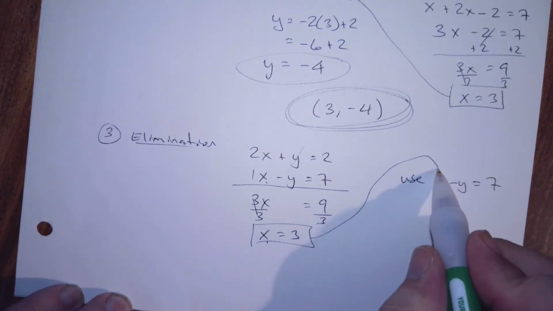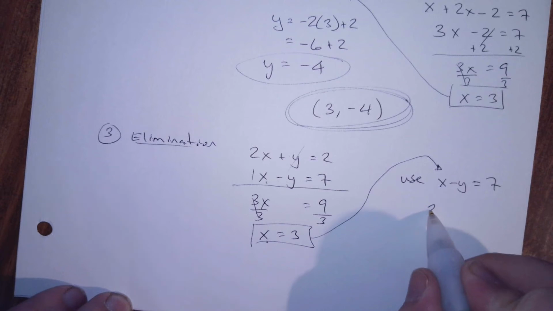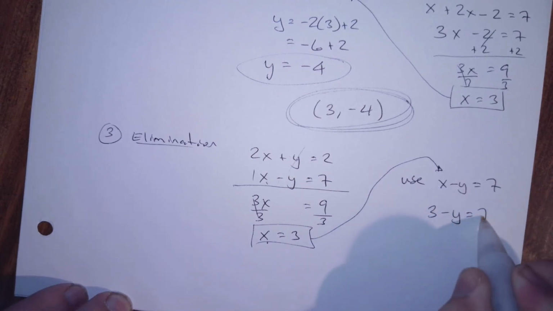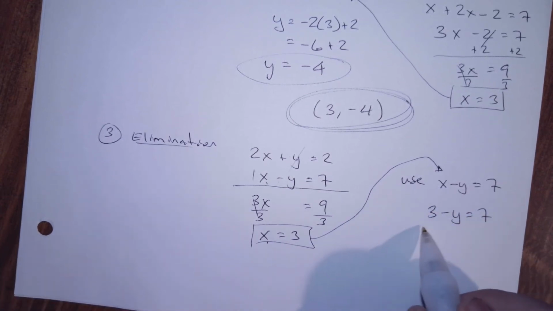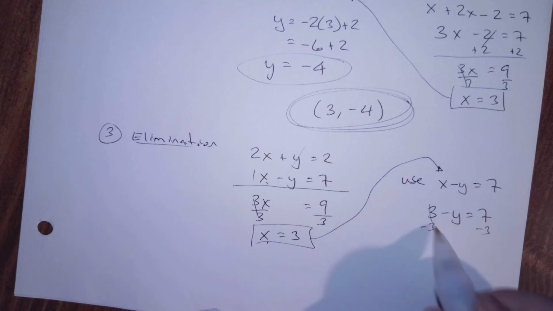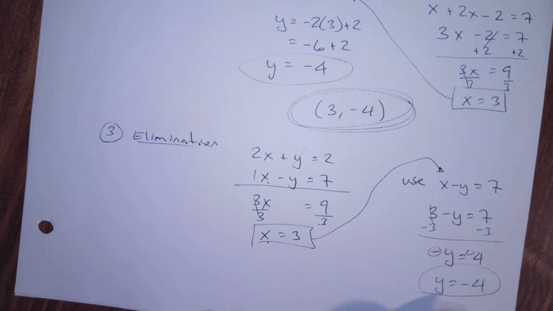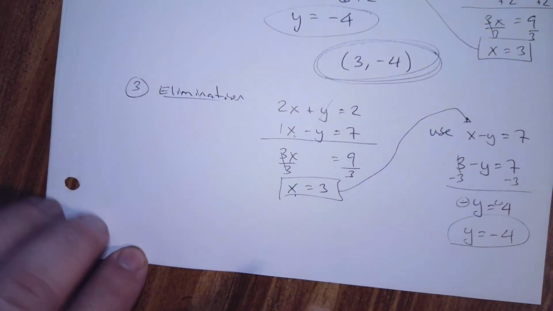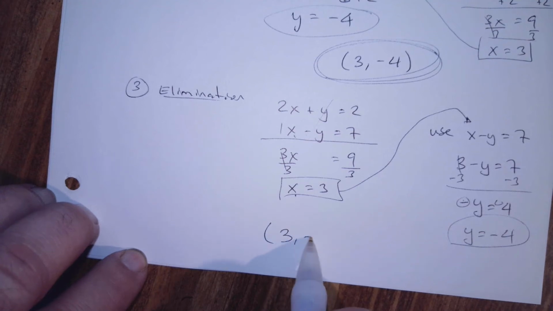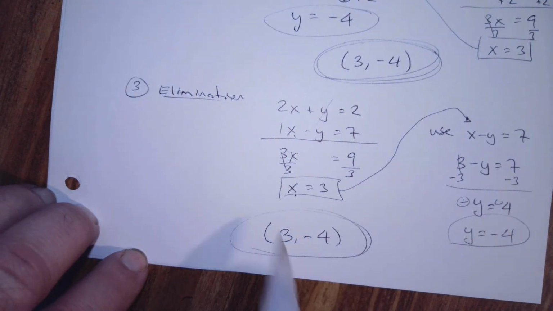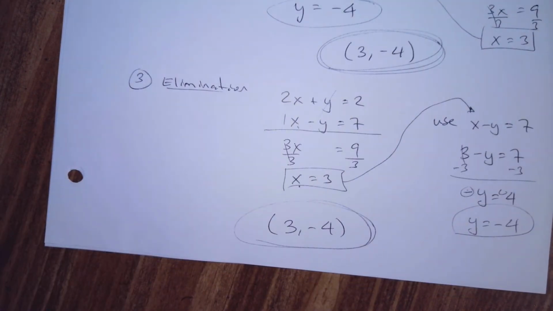I plug in anywhere I see an x, I plug a 3. And I solve for y. Subtract 3 from both sides. Negative y equals 4. Change the signs. So y equals negative 4. So 3, negative 4 is my solution.